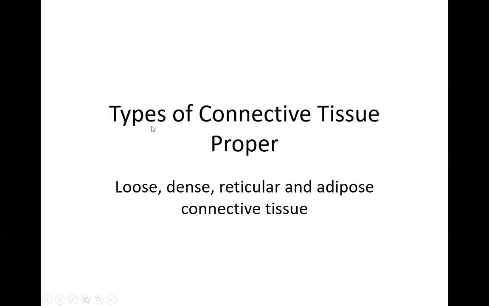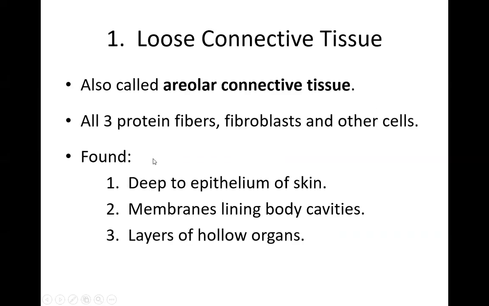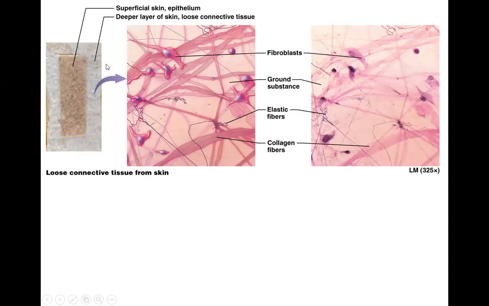What are the types of the connective tissue proper? Loose, dense, reticular, and adipose connective tissue. The loose connective tissue is also called areolar connective tissue. All three protein fibers, the fibroblasts, and the other cells are found in your loose connective tissue. It is found deep to the epithelium of the skin, the membranes lining the body cavities, and the layers of the hollow organs.